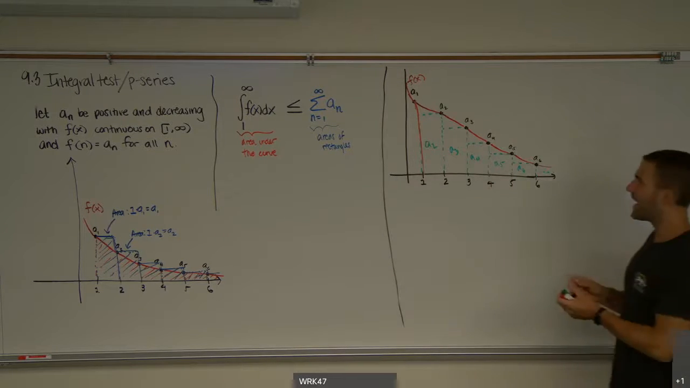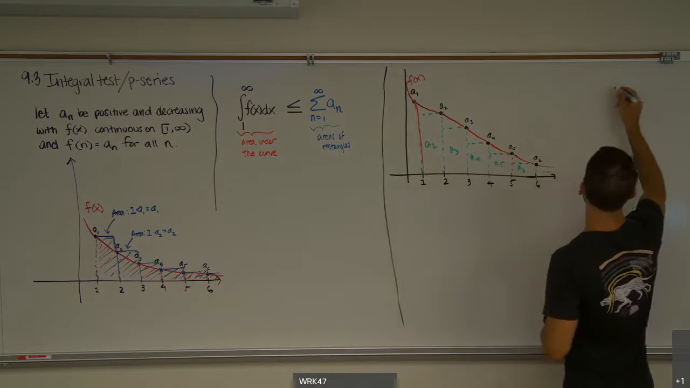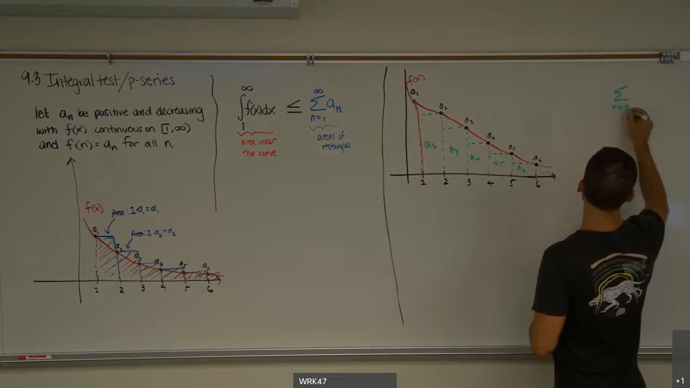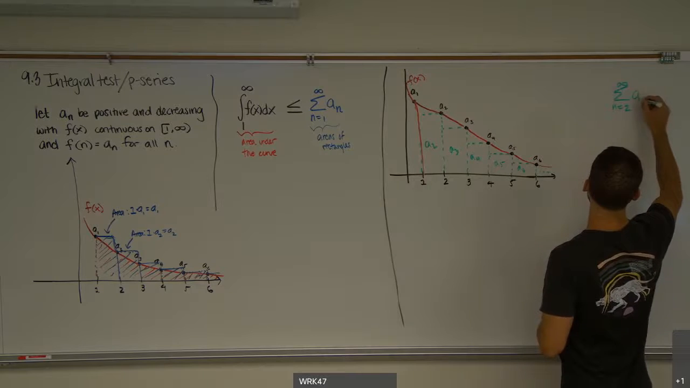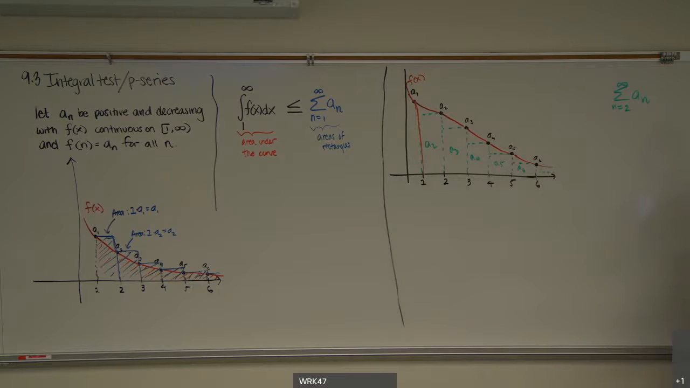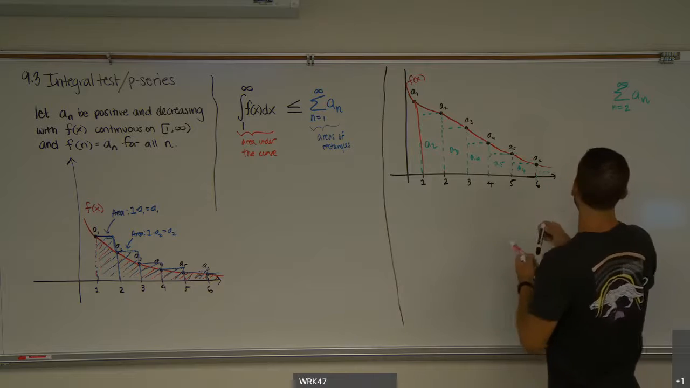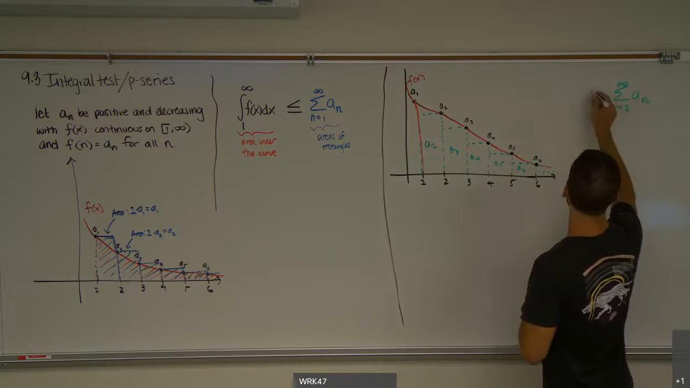And so what we can say now is, well, then the series from 2 to infinity of a sub n, that sum, on the other hand, would be smaller than the area under the curve. These rectangles are underneath it. So we'll say inequality now going the other way.